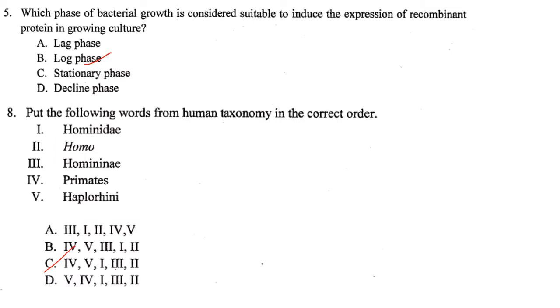Which phase of bacterial growth is considered suitable to induce the expression of recombinant protein in growing culture? So it is the log phase. Answer is option B.